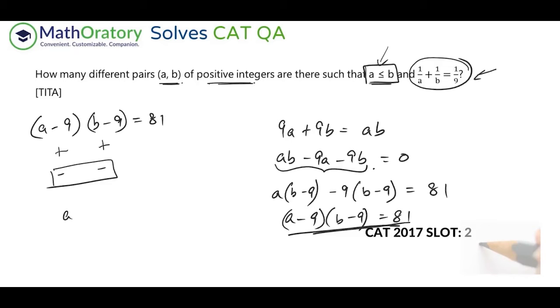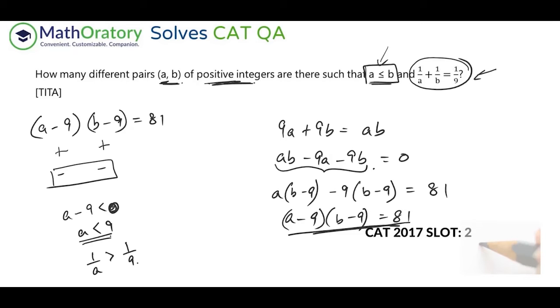If a minus 9 is negative, then a is less than 9. Since a has to be a positive integer, don't forget that, this implies 1 by a will be greater than 1 by 9, because a is less than 9. You can just take a random example: 5 is less than 9, and 1 by 5 is greater than 1 by 9, right?